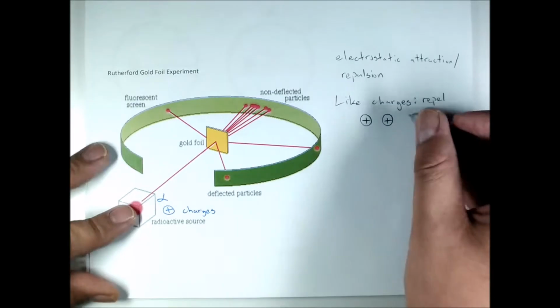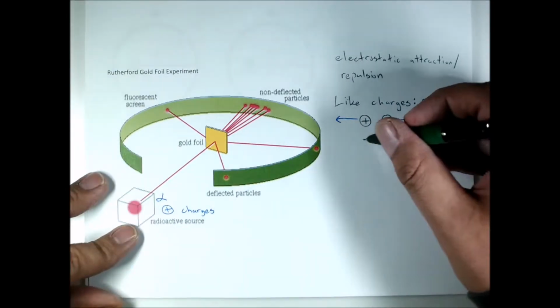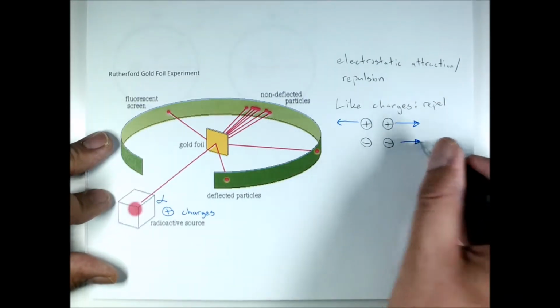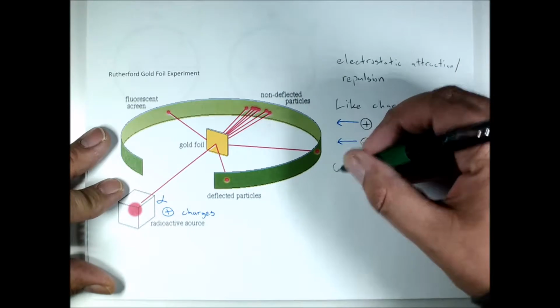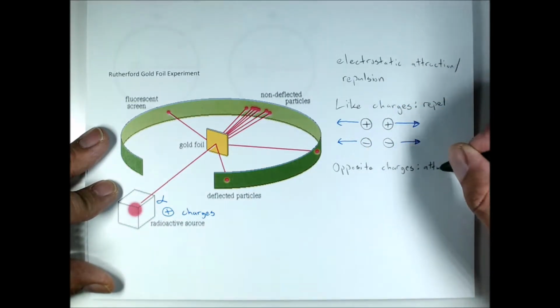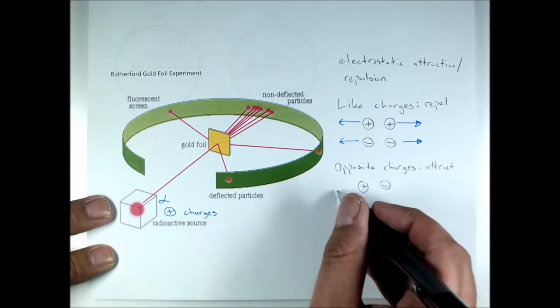So these are going to push away from each other. And then same deal, if you have negative charges coming together, these are going to push away from each other as well. And then if we have opposite charges, these tend to attract. A positive and a negative are going to pull towards each other.